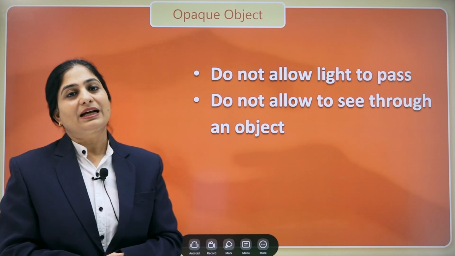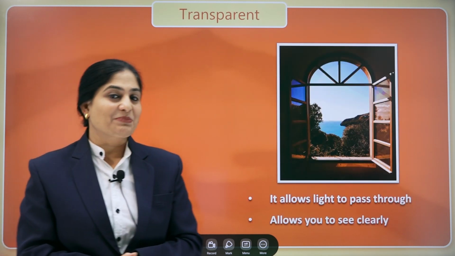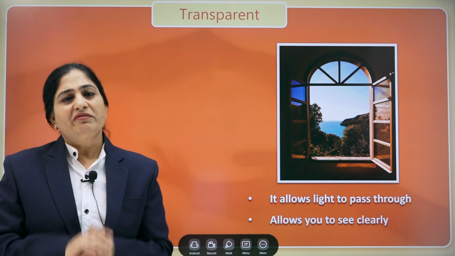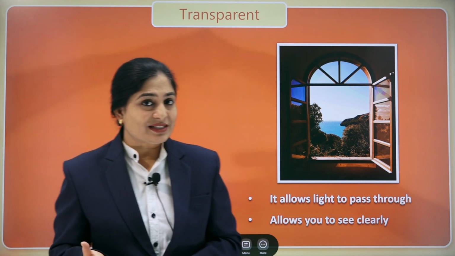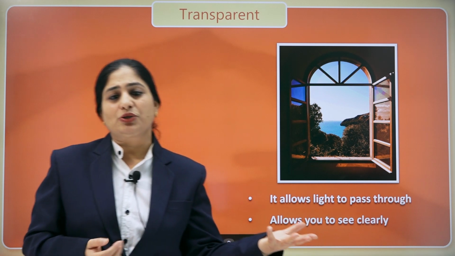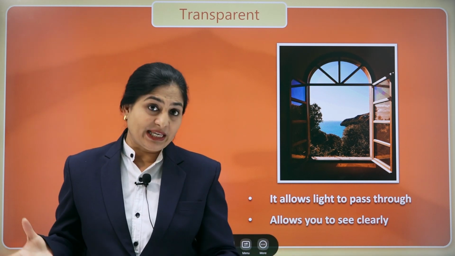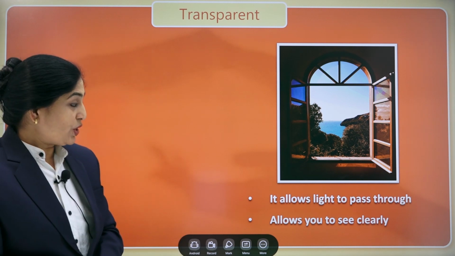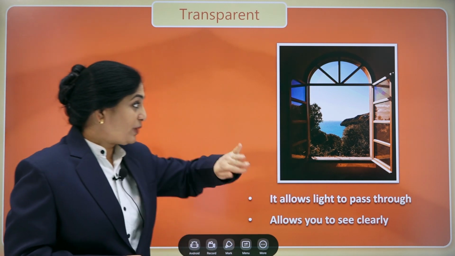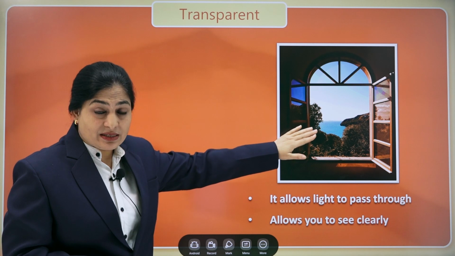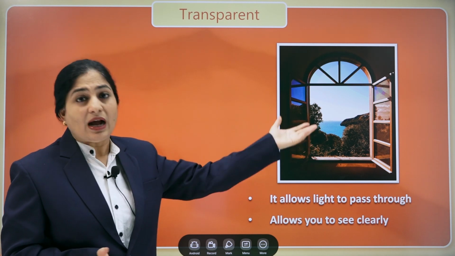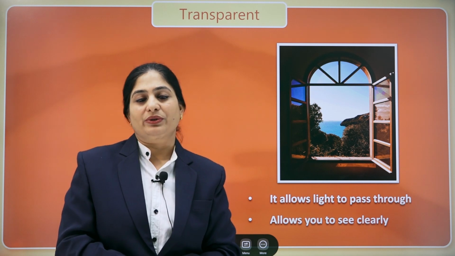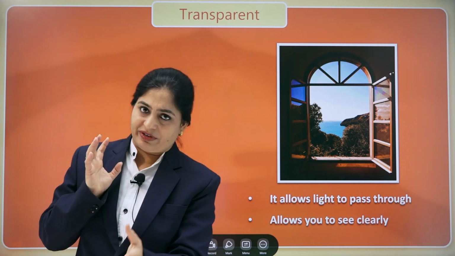Let us discuss another category, that is transparent objects. Transparent objects are substances which allow light to pass through them very easily, and a very good example is a glass window. When light passes through it, you can easily see the other side of this glass. That means we can see the other side very clearly.